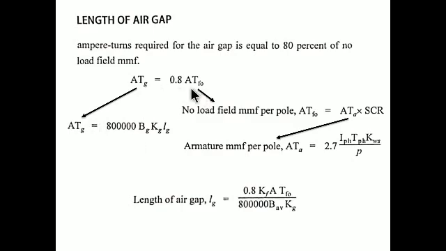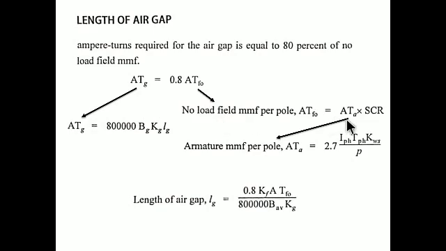So the next one, ATF naught. This is the topic we need to consider. ATF naught is the no load field MMF per pole. It is calculated by the product of ATA into SCR. Here SCR is the short circuit ratio, and ATA is the armature MMF per pole. By multiplying these, we can find this ATF naught value.